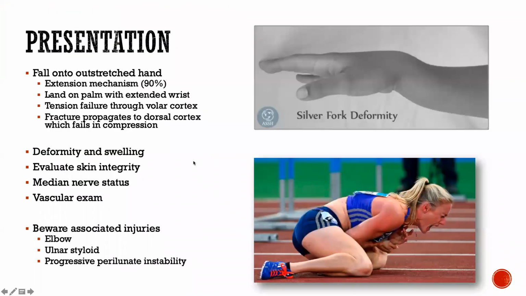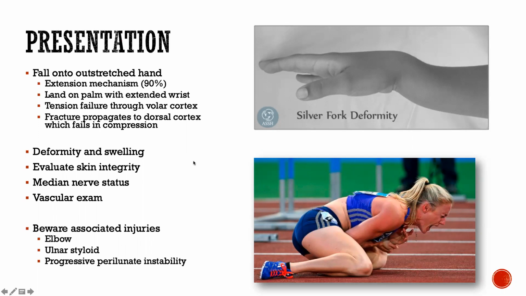Getting a little bit into the presentation, most commonly these people fall, like we said, is the low energy mechanism, and they usually fall into an outstretched hand. So this mechanism is a hyperextension mechanism, and when you have a hyperextension mechanism, what happens is the volar, or the anterior cortex, undergoes a tension type failure, and as it fails in tension, the dorsal cortex fails in compression, and you get a dorsal displacement.